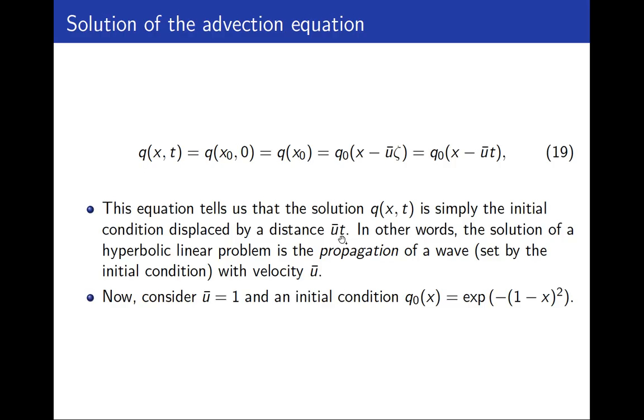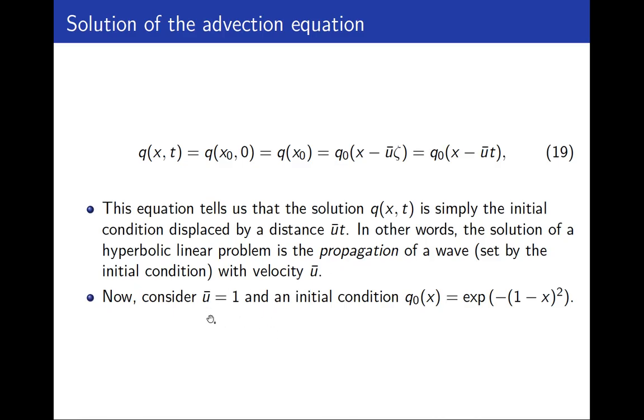You can see that from the units: velocity has units of distance over time, and if you multiply distance over time by a time, you have units of distance. So we have a distance minus something that has units of distance. In other words, the solution of a hyperbolic linear problem is just the propagation of a wave, set by the initial condition, with velocity u. Those are some words, but now let's see this in a graph.